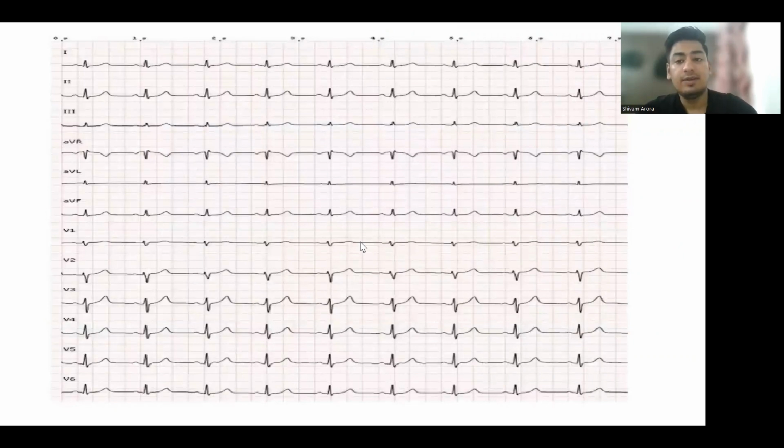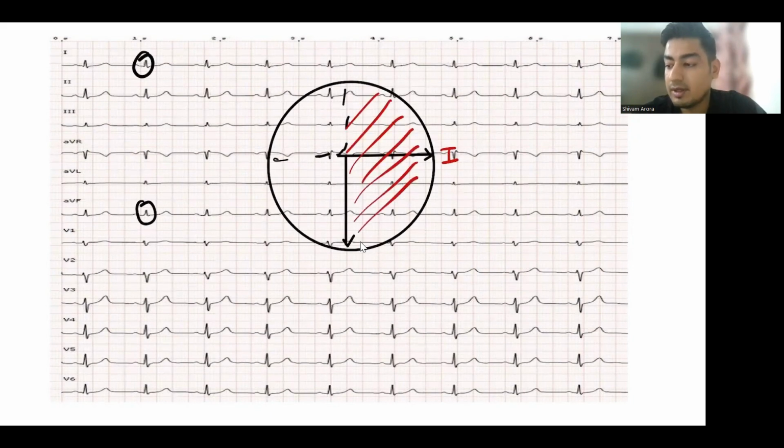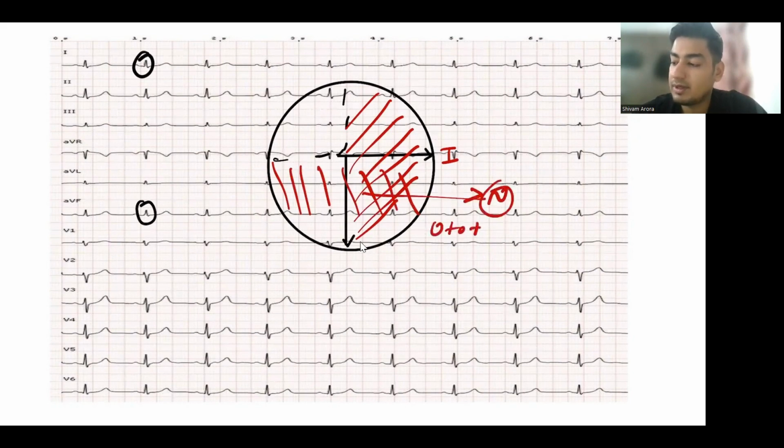So this is an ECG, and we have to find out what is the axis in this ECG. As we can see, lead 1 is showing a positive QRS here. Lead AVF is also showing a positive QRS here. As we have already discussed, since lead 1 is showing a positive QRS, axis would be in this hemisphere. Lead AVF is showing a positive QRS, axis would be in this hemisphere. So axis would be normal from 0 to plus 90.